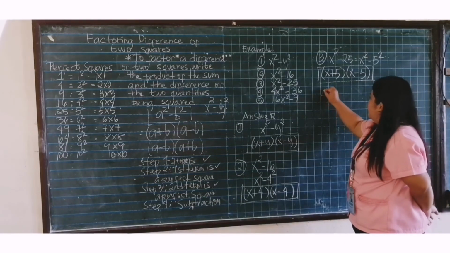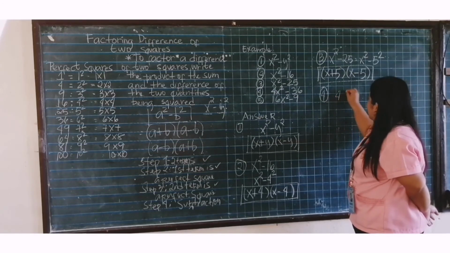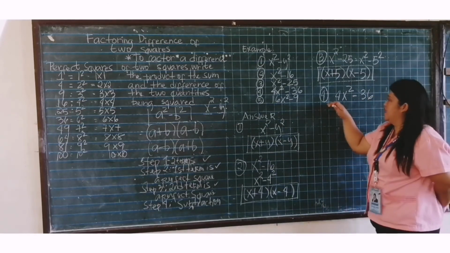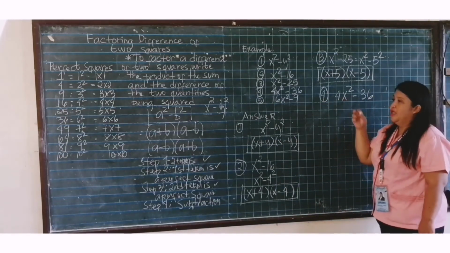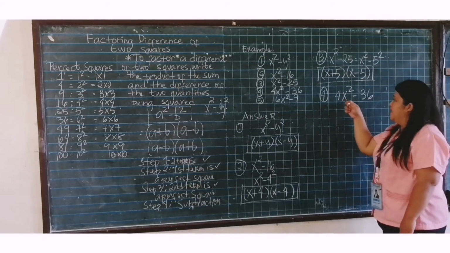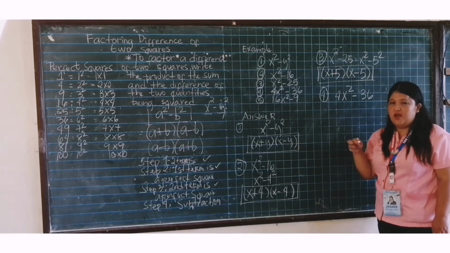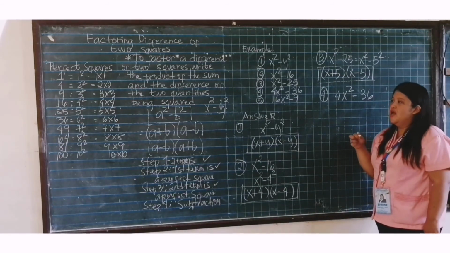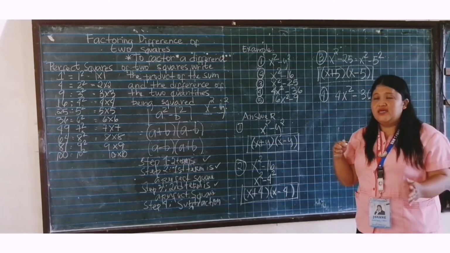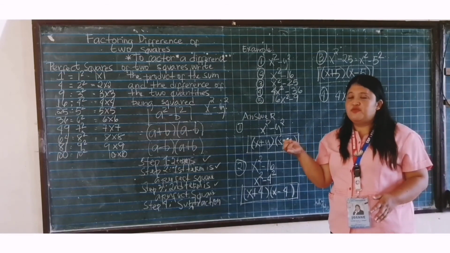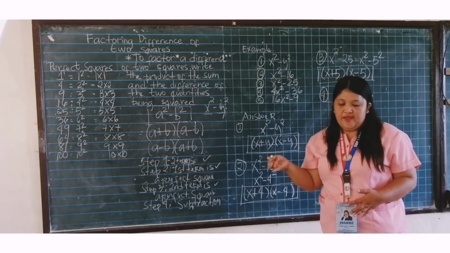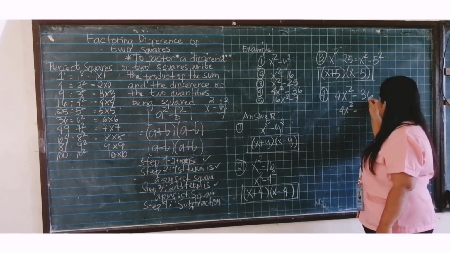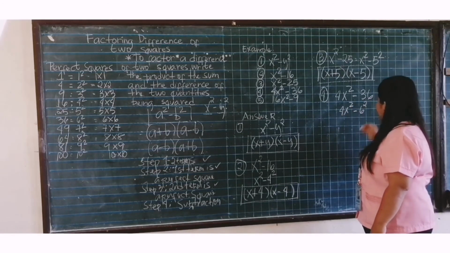For our example number 4, we have 4x squared minus 36. As you can see, there is already a number in the first term. But can we identify if 4x squared is a perfect square? Yes, it is a perfect square. Also 36. 36 is also a perfect square because if we write this in exponential form, the answer is 6 squared. So we can write this as 4x squared minus 6 squared.